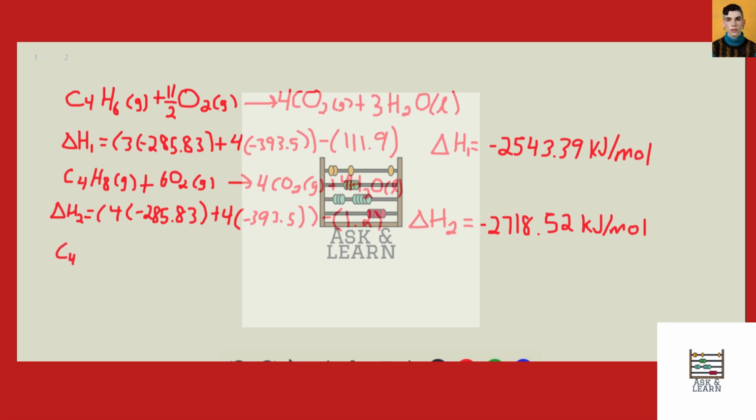So C4H10 plus O2 yields 4CO2 plus H2O. There are 10 hydrogens on the left, 2 on the right, so we have to have 5 here. 5 times 2 is 10. Then we have 8 oxygens here, 5 here, so we have to have 13 over 2 here.